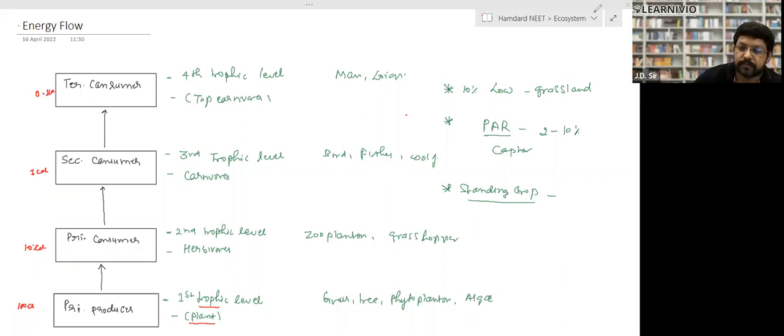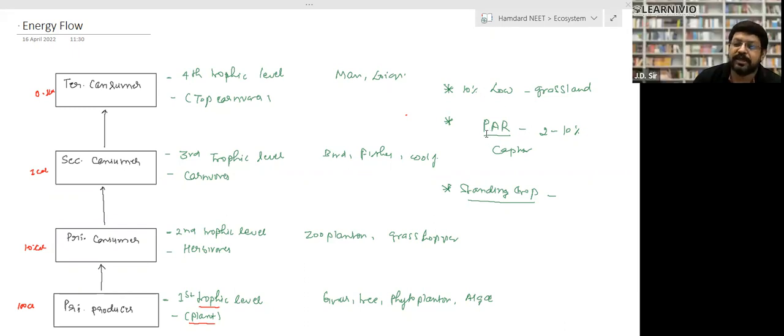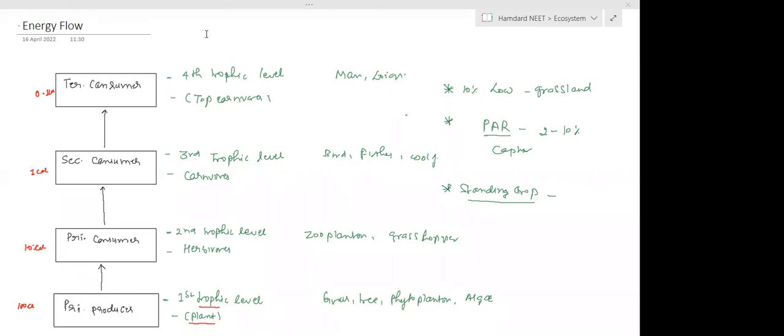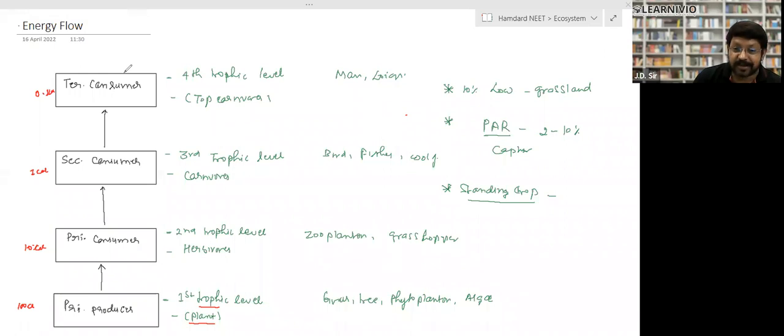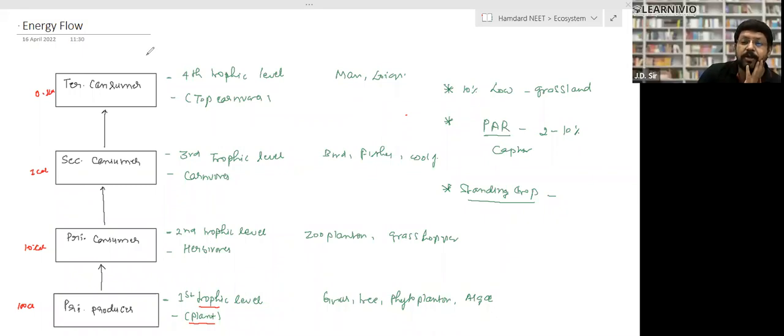Now, what is the next topic? What is PAR, 2 to 10%? Photosynthetically active radiation. We have already studied it in photosynthesis. Of the total light that falls on the earth's surface, only 2 to 10% of the spectrum of light is usable by the photosynthetic plant. Plants use only 2 to 10%. Clear?